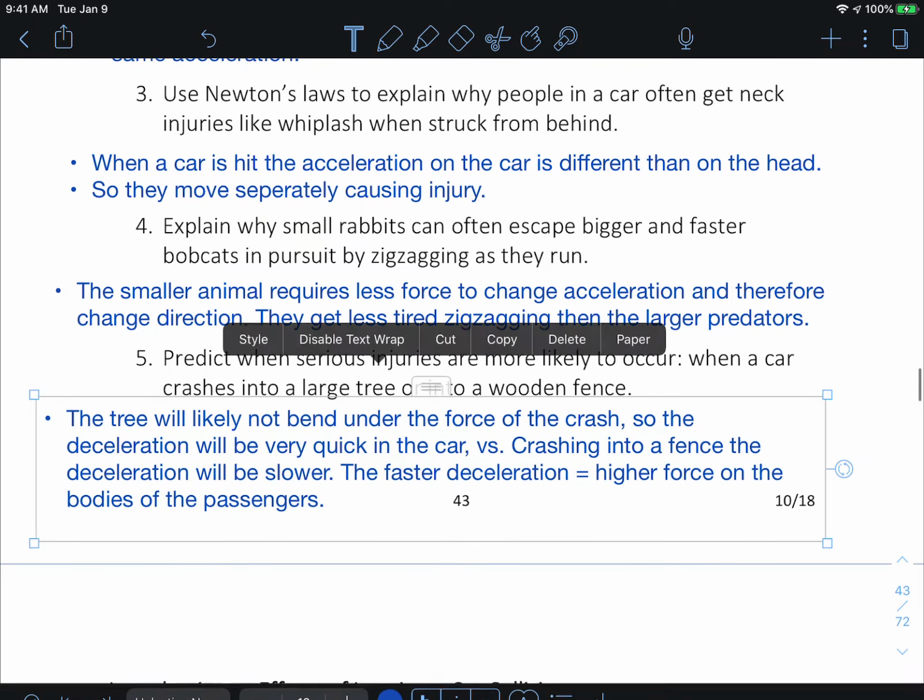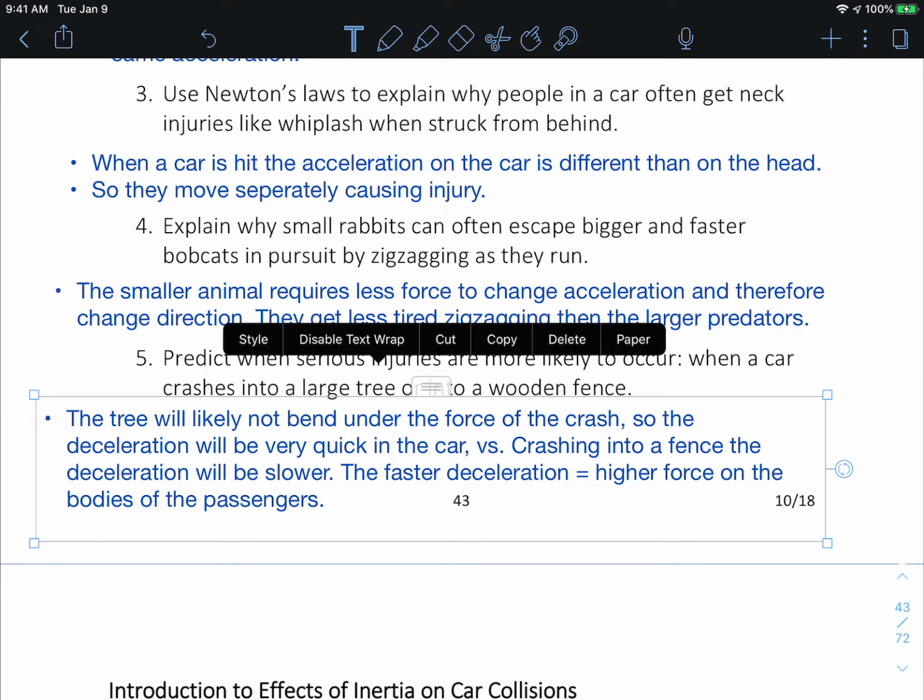So this can be a tricky one to think about, but when you're hitting a car against a tree, the tree is not going to change acceleration at all. It's going to stay in place. So all of the change of acceleration is going to happen in the car as it takes in all of that force to very rapidly slow down, because it essentially is going to hit zero acceleration as it hits the tree, and that's going to happen almost instantaneously. That means a very fast deceleration. Fast deceleration means high force for everybody involved.